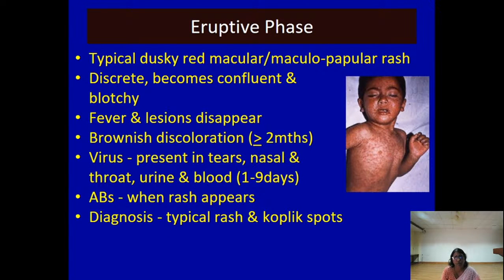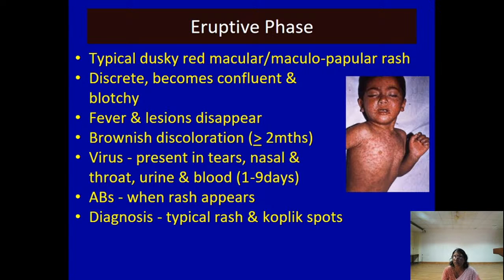The eruptive phase tells us about the rash. How is the rash? It is dusky red, macular or maculopapular. It's very typical in measles; once you see it, you will never forget how it looks. To start with, it is discrete, then it becomes confluent and blotchy. Then the fever subsides, the lesions disappear, and brownish discoloration occurs for less than 2 months.